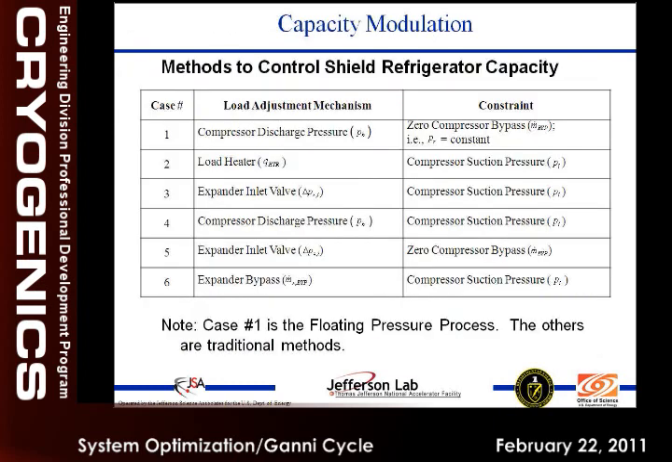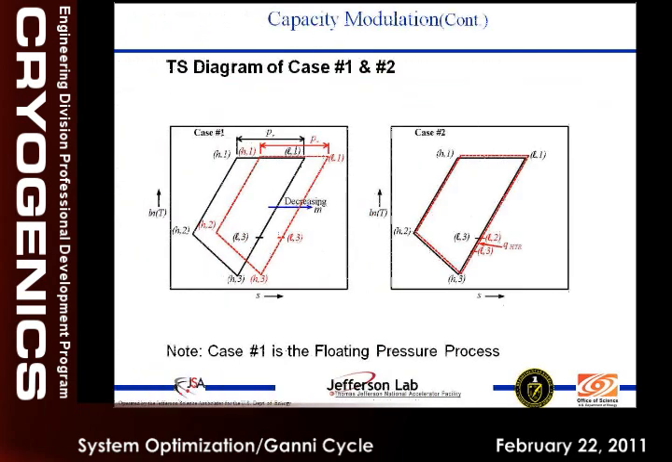So when we go back and ask, okay, how were we doing it before? If we had to adjust the load, these are the various mechanisms used in the past: throttling, either changing the compressor discharge pressure, or adding heat. Initially we added heat. 90% of the time today, to keep the TS diagram the same, that's what they do. The user turns on the heat.